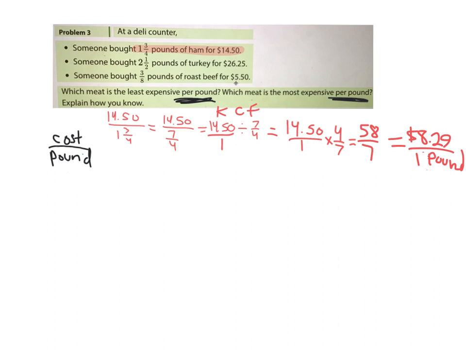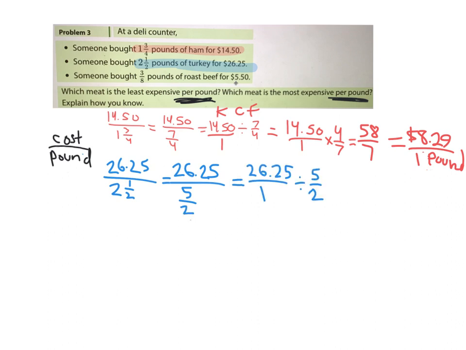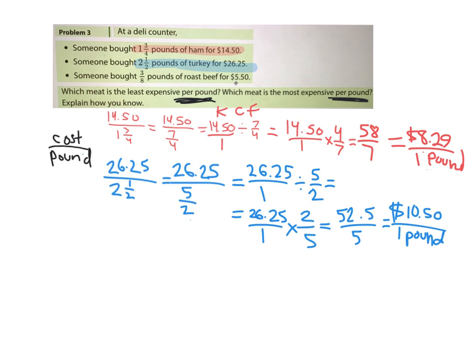We're going to set up the other ones the same way. All right, so I need to fix one little error. 2.5 is not 5/4, it's 5/2. So now we're basically doing a division of fractions like that. So keep, change, flip. All right, 26.25 times 2 is 52.5. 1 times 5 is 5. Do the division there, and you're going to get the price per pound is $10.50 per pound.